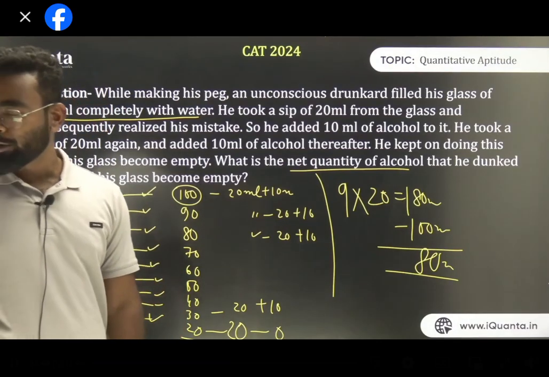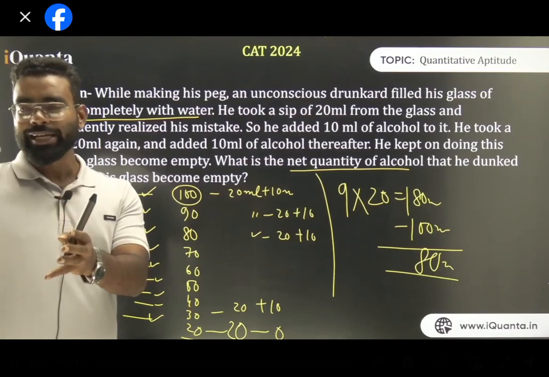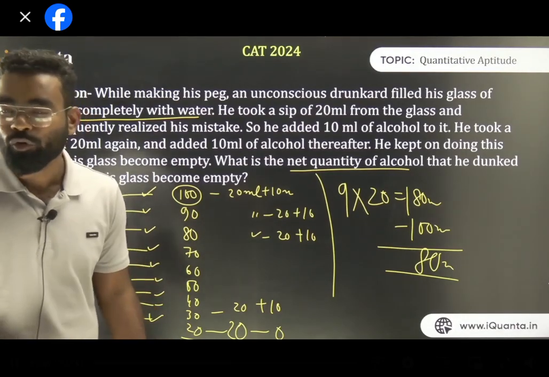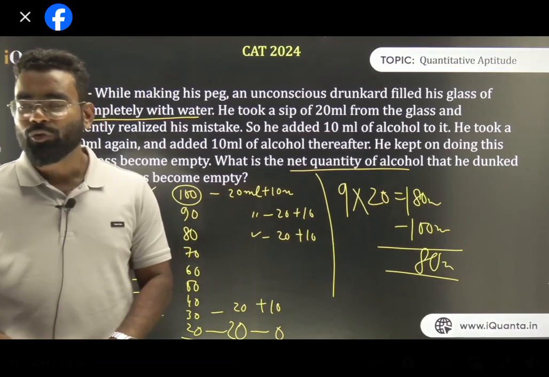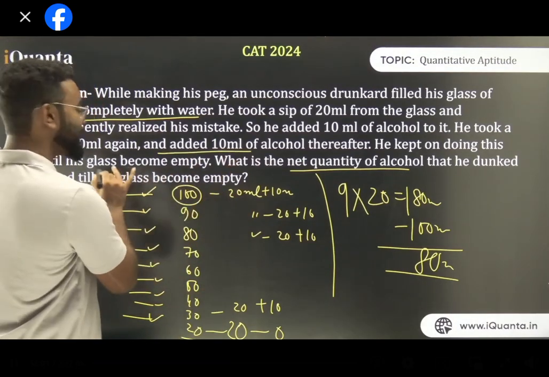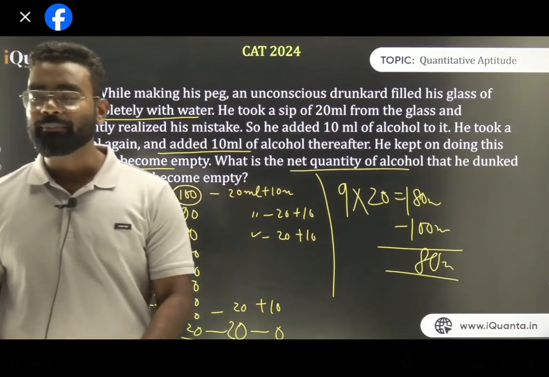Exactly. The concept is the total amount he drank, 180 ml. He had already 100 ml of water. The remaining amount, whatever he's basically adding, is the alcohol. Why not add water in the glass? That is the question. Once it is filled, when it is empty, he kept on doing this till his glass has become empty. When his glass is empty, he will not do this anymore.